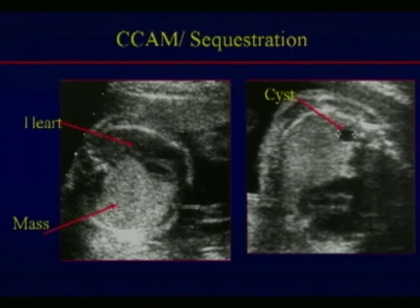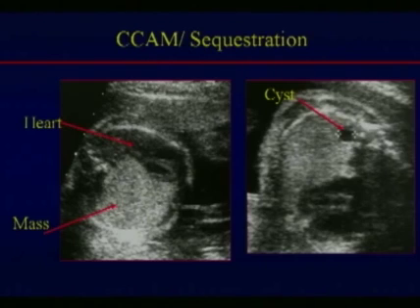Here's one that had combined pathologic features of both the CCAM and a sequestration. Again, a very typical looking lesion with an echogenic lung mass, in this case just a small cystic area, with marked displacement of the heart and the mediastinum. By the way, in the older literature, if we looked at these kinds of lesions, we would have said, gee, this looks really bad. There's marked displacement of the heart. This has got to be associated with a poor prognosis. And in fact, the older literature suggested it was.